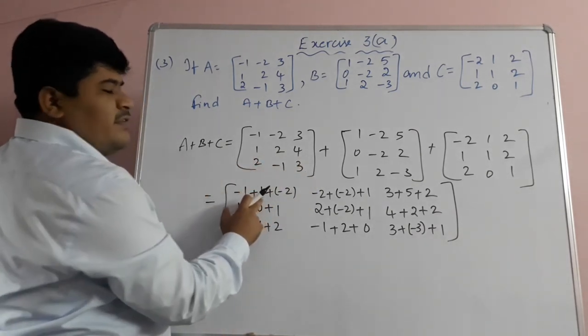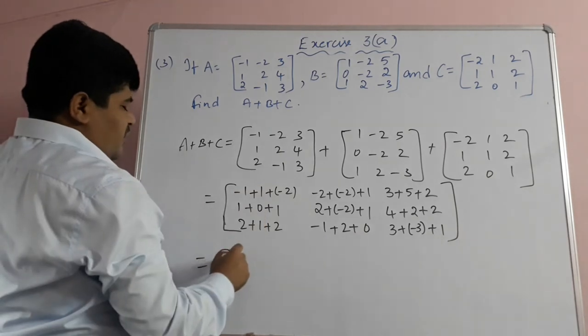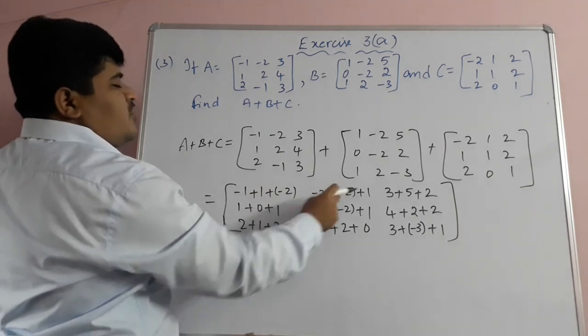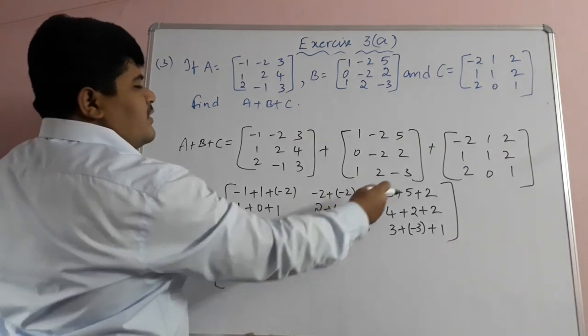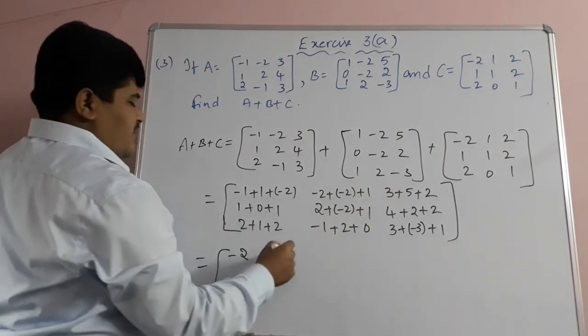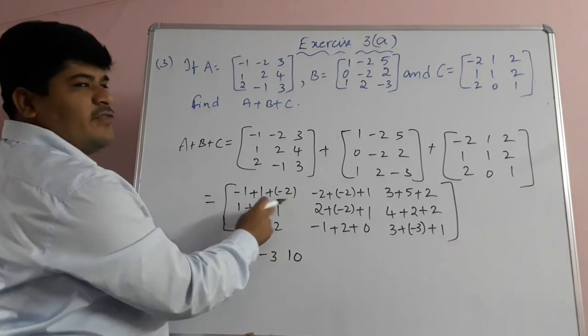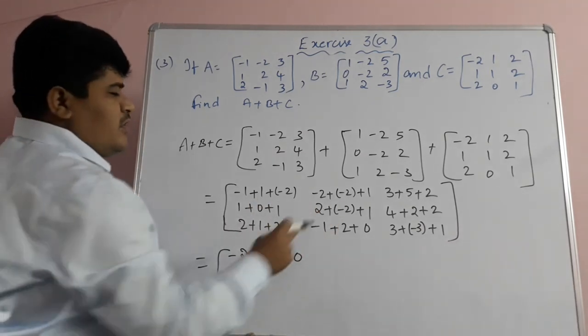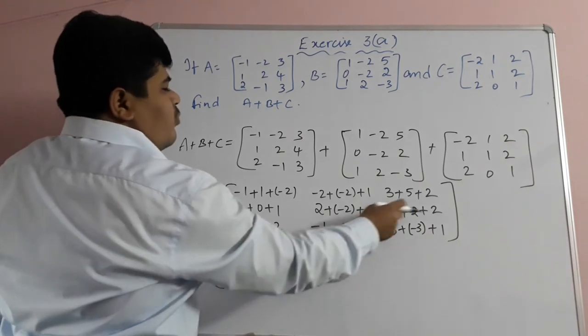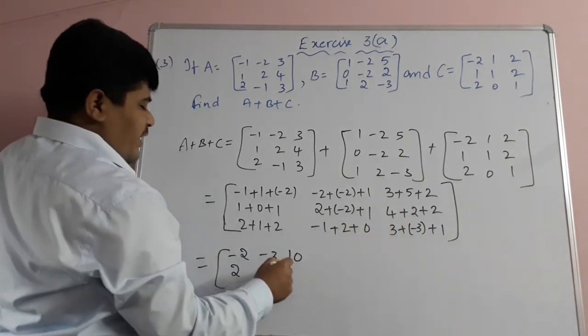Minus 1 plus 1 is 0. 0 plus minus 2 is minus 2. Minus 2 minus 2 is minus 4. Minus 4 plus 1 is minus 3. 3 plus 5 is 8. 8 plus 2 is 10. 1 plus 0 is 1. 1 plus 1 is 2, children, here. 2 plus minus 2 is 0. 0 plus 1 is 1. 4 plus 2 is 6. 6 plus 2 is 8.